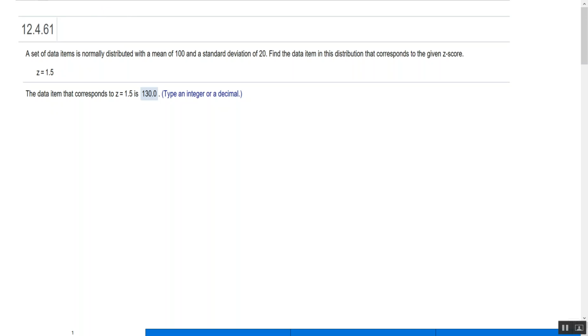We know when we're looking for a z-score, that's equal to the data item minus the mean divided by the standard deviation. So we can use this formula, except this time we are going to be looking for the data item. We already know the z-score, the mean, and the standard deviation. So we're going to substitute those in, and then solve it like you would an algebraic equation.